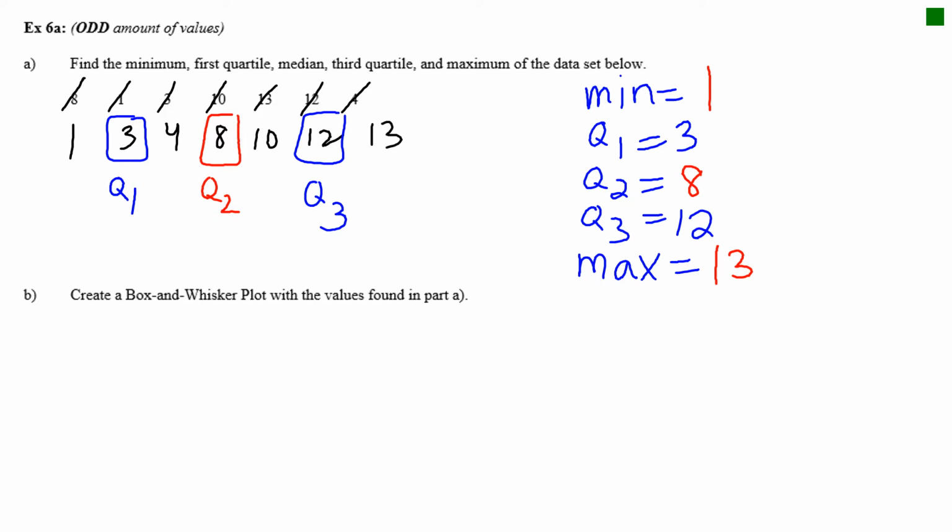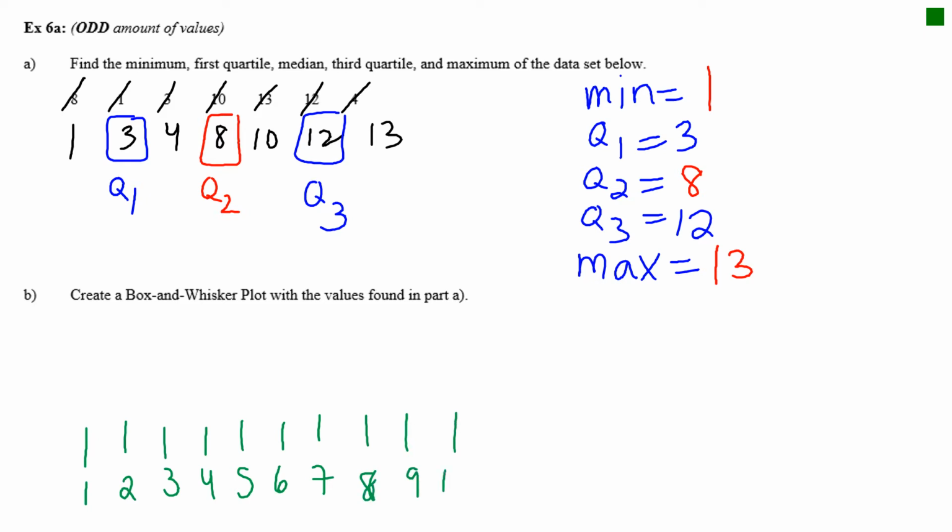Part B says create a box and whisker plot with the values found in part A. So we need to draw a number line that goes from the minimum, which is 1, to the maximum, which is 13. So you can start with 1 if you want. So that'll be 1, 2, 3, 4, 5, 6, 7. Okay, going from the min to the max.